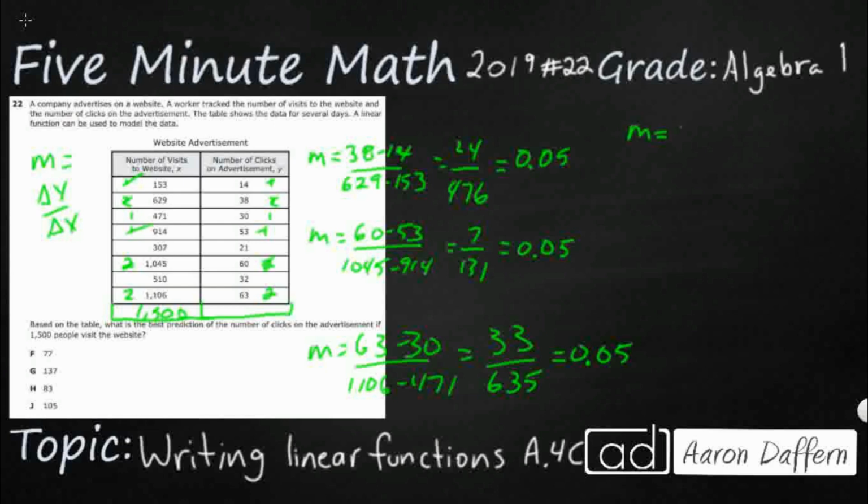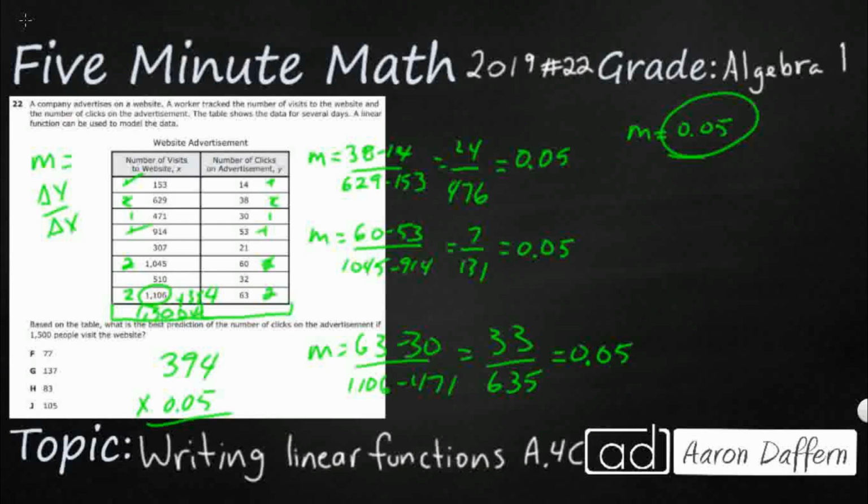So m equals 0.05. Now I need to go to 1,500. That's a change over 1. Every 1 visit gets you about that 0.05. So the closest point I have here is this 1106. So 1,500 minus 1106, I am 394 away, right? So if I add the 394, I'm going to get down to my 1,500. And every time I move 1, I increase at 0.05. So now I'm just going to multiply those two, because that's my slope. For every single change in x, I'm getting a positive 5 hundredths change.